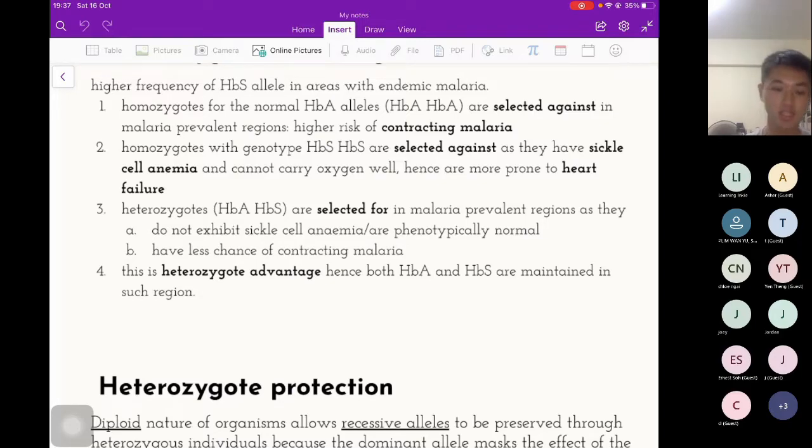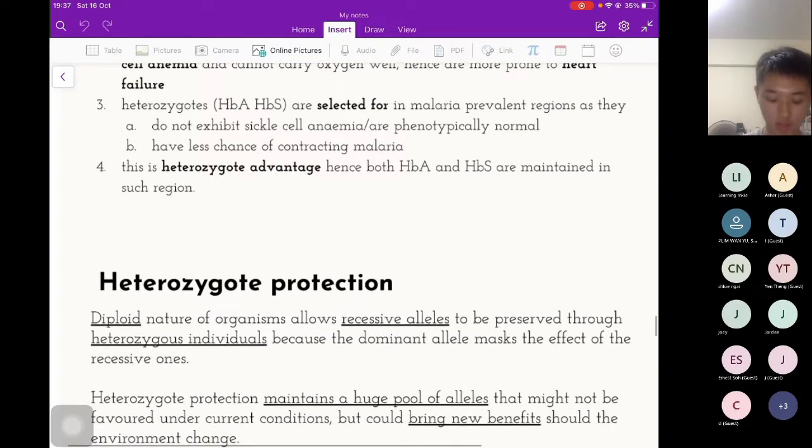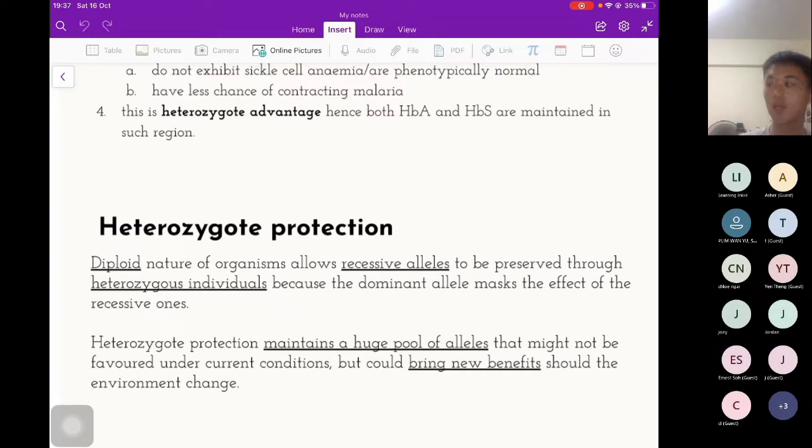The main idea of protection is that the heterozygous genotype gets propagated. What do I mean by that? The diploid nature of humans allows your recessive alleles to be preserved through your heterozygous individuals, because your dominant allele masks the effect of your recessive ones. So heterozygote protection means humans have two copies. If I'm a heterozygote, I have HBA and HBS, or I can have capital A, small a.